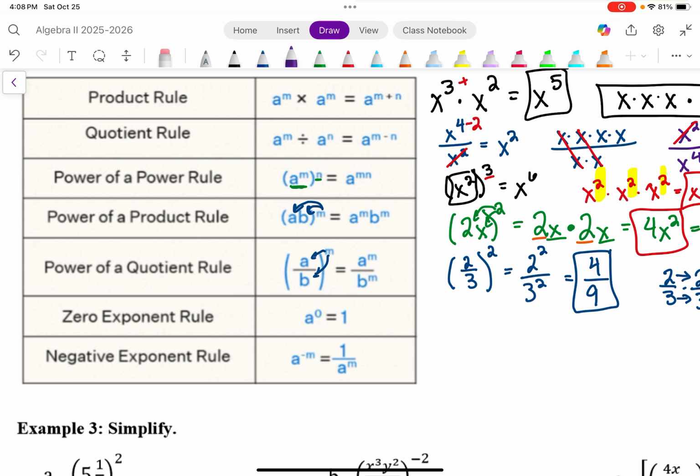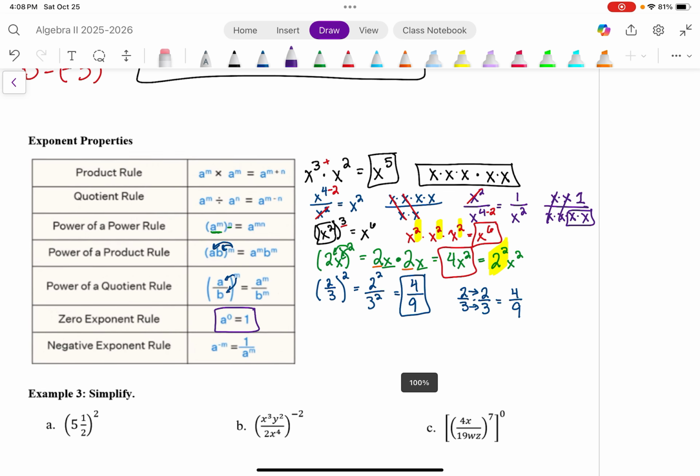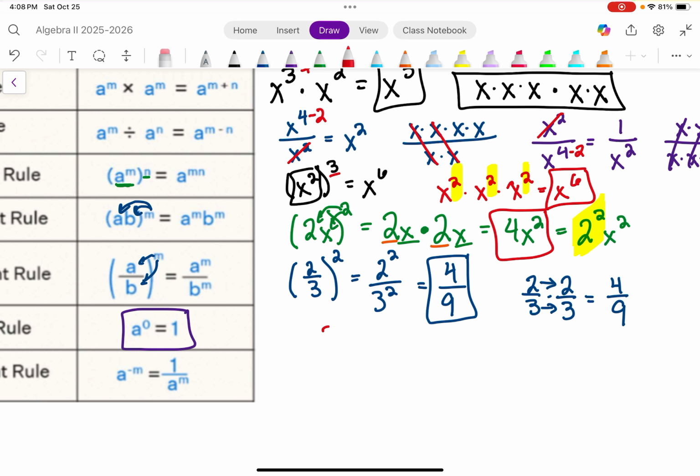Okay. Our next one, our zero exponent rule, means anything raised to the power of 0 equals 1. And for this, we're going to list out a few things. So we know that 2 to the power of 1 equals 2, and then 2 to the power of 2 equals 4, and 2 to the power of 3 should equal 8.